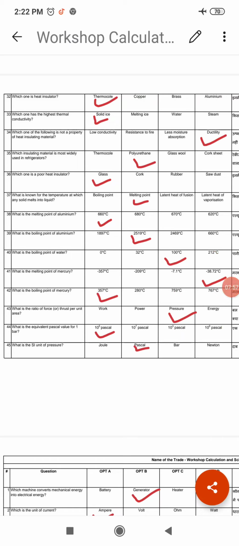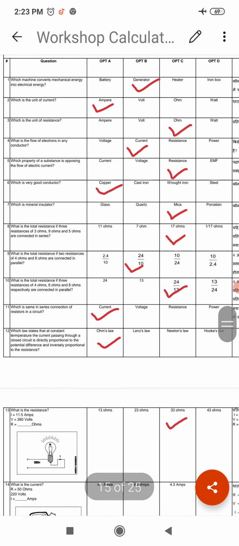What is the boiling point of water? It's 100 degree centigrade. What is the melting point of mercury? Minus 38.72 degree centigrade. What is the boiling point of mercury? It's 357 degree centigrade. What is the ratio of force thrust per unit area? Pressure. Option C. What is the equivalent Pascal value for a bar? It's 10 raised to 5 Pascal. What is the SI unit of pressure? It's Pascal.